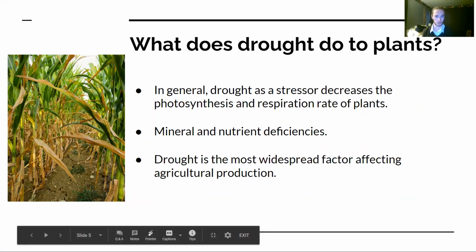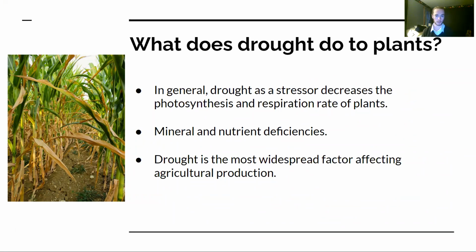So what does drought do to plants? In general, drought as a stressor decreases the photosynthesis and respiration rate of plants. It results in mineral and nutrient deficiencies, and it is also the most widespread factor affecting agricultural production.